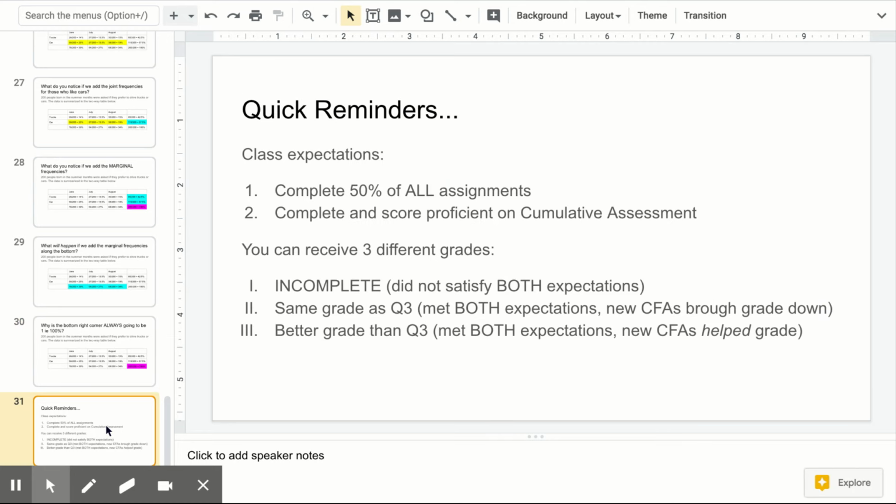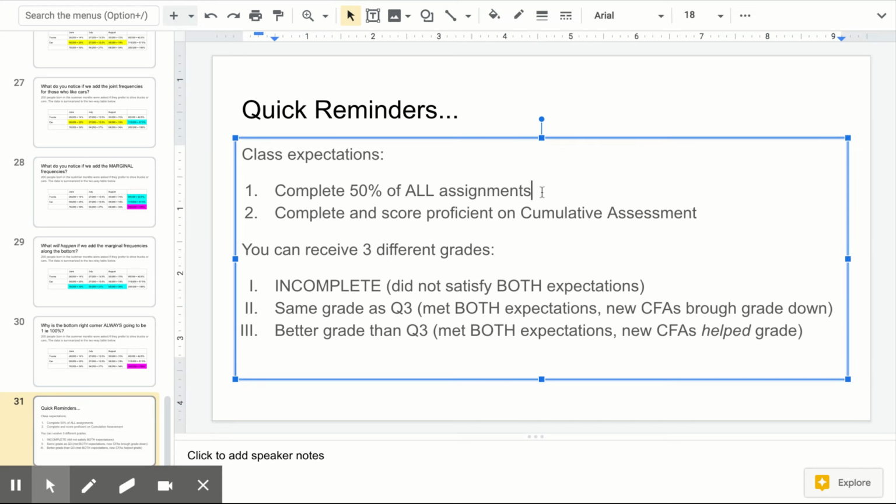All right, I do want to talk about the expectations and the grading before we get too far. Again, in order to get a letter grade, or a grade that's not an incomplete, there are two expectations. You need to complete 50% of all of the assignments. That's not just the Google Forms, it's these Edpuzzles, it's anything that we post to Google Classroom. You need to do at least half of them.